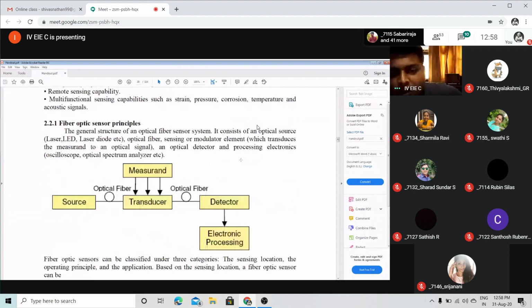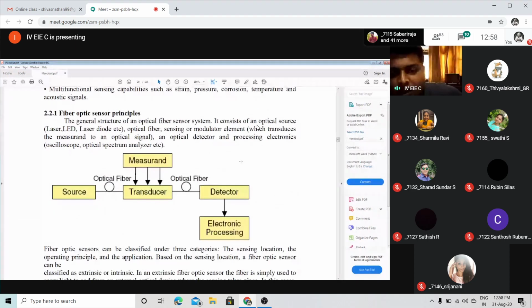That is the diagram given for you. We have a basic fiber optic sensor system. We have a source for the optical fiber, and then we have a variable to be measured, which acts upon my transducer. You can see again an optical fiber, a detector, and electronic processing. This diagram is for the extrinsic type of fiber optic sensors.